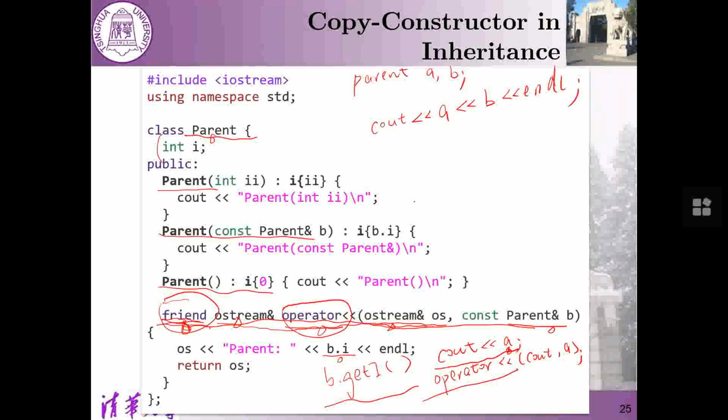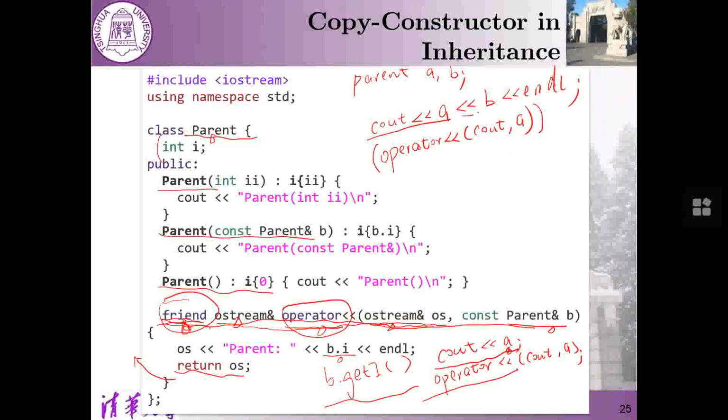We can do this, okay? Because for this first one, we are calling operator cout A. Then we are calling this function. And then after calling this function, we return this cout, right? Return this cout. So this function will return a cout.